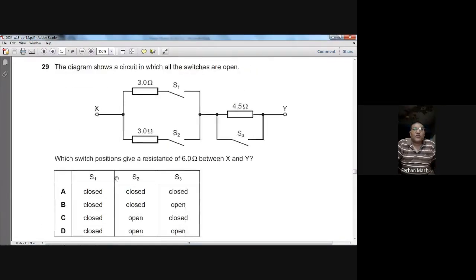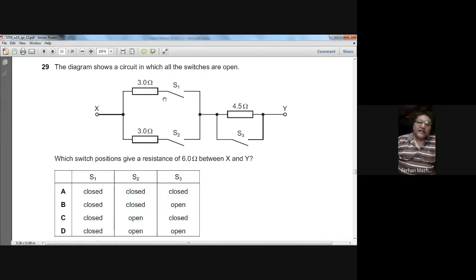Okay, so we are moving to the next question. The diagram shows a circuit in which all the switches are open. Two switch positions give a resistance of 6 ohm between X and Y. So how we can get the 6 ohm resistance from this? If you close S1 and S2, they both will be parallel to each other. 3 ohm, 3 ohm, their combined resistance can be found. It will be 1.5 ohm.